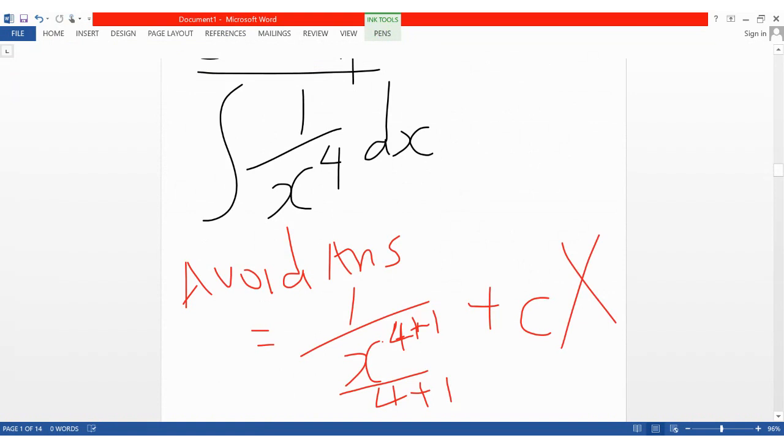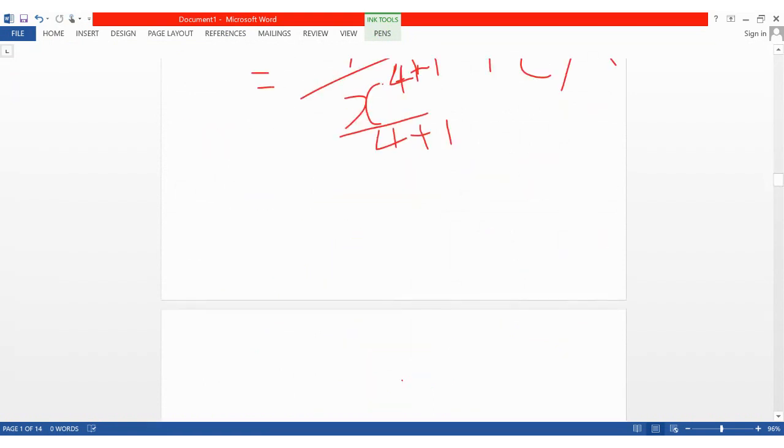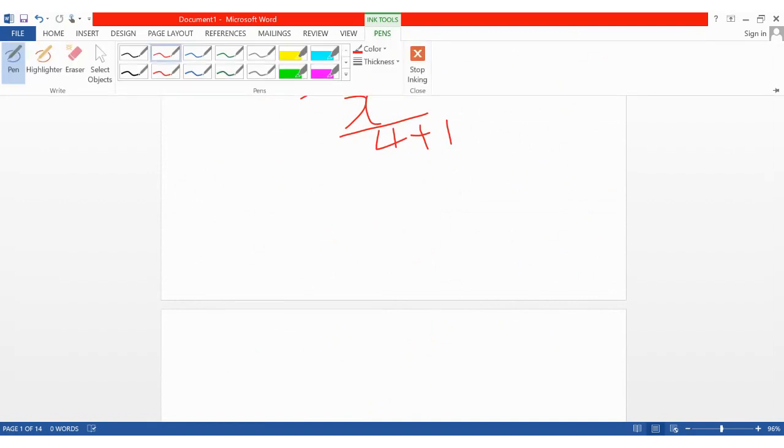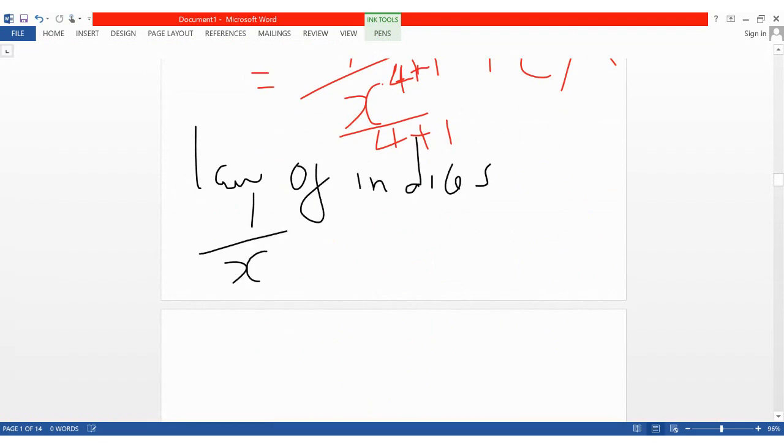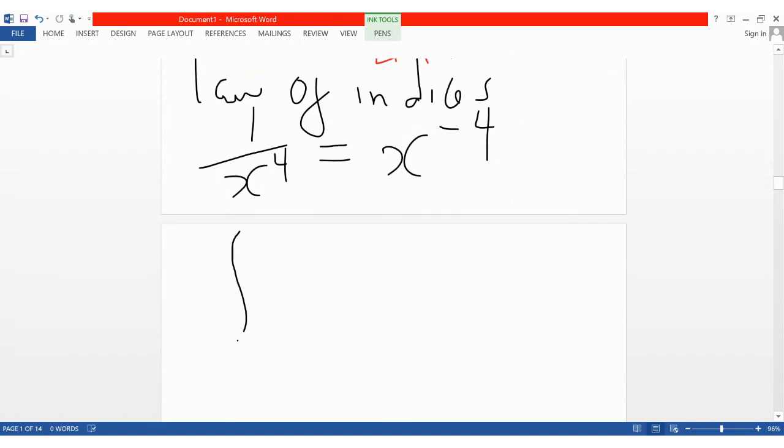So I will use the laws of indices. The law of indices says when I have a positive power down, if x to the 4 on the denominator comes up, it's the same as x to the negative 4. A positive power becomes negative, and vice versa. If you had a negative power, it would become positive when you went up. Now, instead of that, we shall have the integration of x to the negative 4 dx, which is now easy.